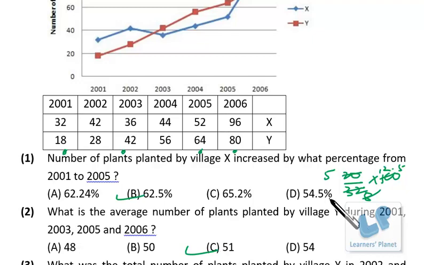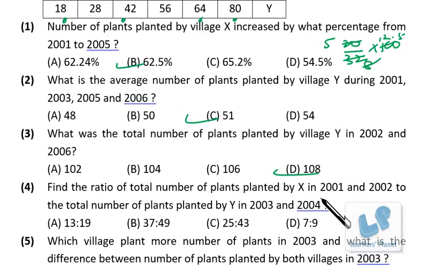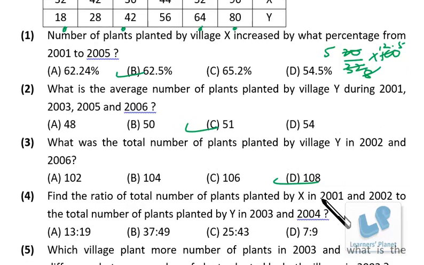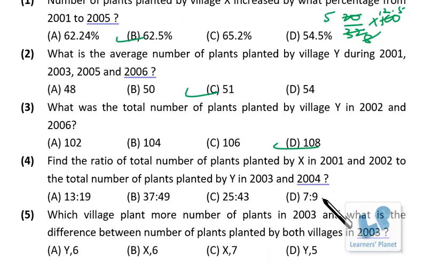Clear? What is the total number of plants planted by village Y in 2002 and 2006? So you just have to add 28 and 80. So that is 108. Oh, so simple. Find the ratio of total number of plants planted by X in 2001 and 2002 to total number of plants planted in 1 and 2. It's 74. Just one option seems where the numerator is a factor of 74, so no need to calculate further.